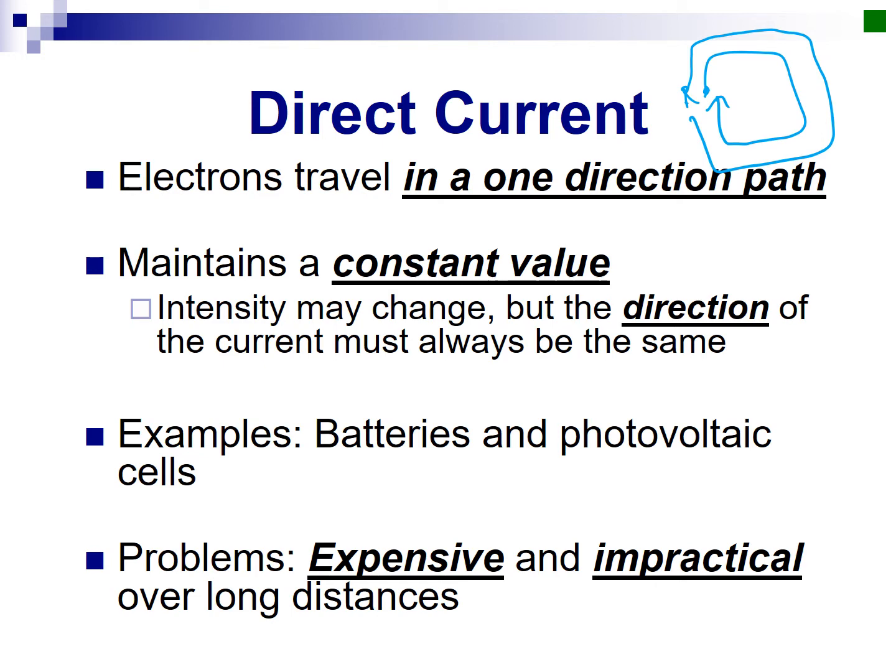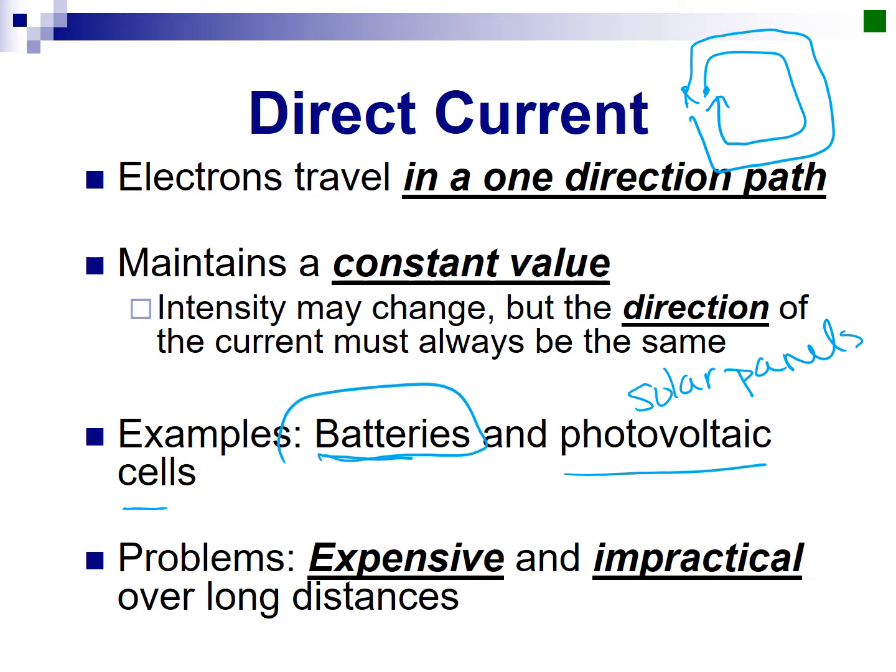What is an example of this? Anything that uses a battery or photovoltaic cells. Photovoltaic cells are solar panels. Not those huge ones, but you can think of little ones if you have a little solar panel. They could be big ones too. But anything that uses batteries. So for direct current, you're talking about your cell phone, you are talking about a laptop, anything that uses batteries uses direct current.